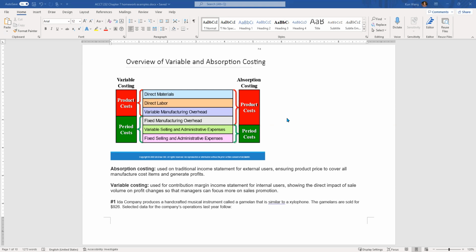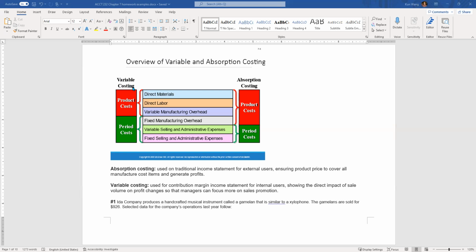So there are pros and cons, advantages and disadvantages, for the two forms of income statement. Also, that's the key difference between the two types of costing systems. And they are not really working in conflict with each other. They are not exclusive of each other in business management.